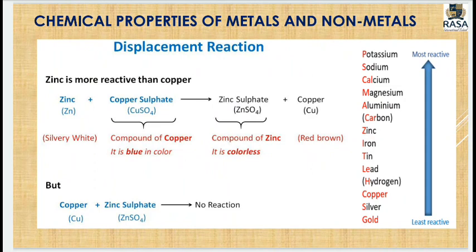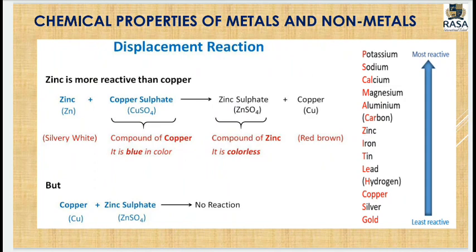But if you want to have the same reaction in the reverse direction, then what will happen? Copper plus zinc sulfate. Now you can see that copper is less reactive than zinc. Potassium, sodium, calcium, magnesium, aluminium, zinc. Now zinc is coming first, after that iron, tin, lead, hydrogen, copper. Copper is under zinc, okay, so it is below zinc in the activity series of metals. So copper is not able to displace the zinc from its place, so no reaction will take place.